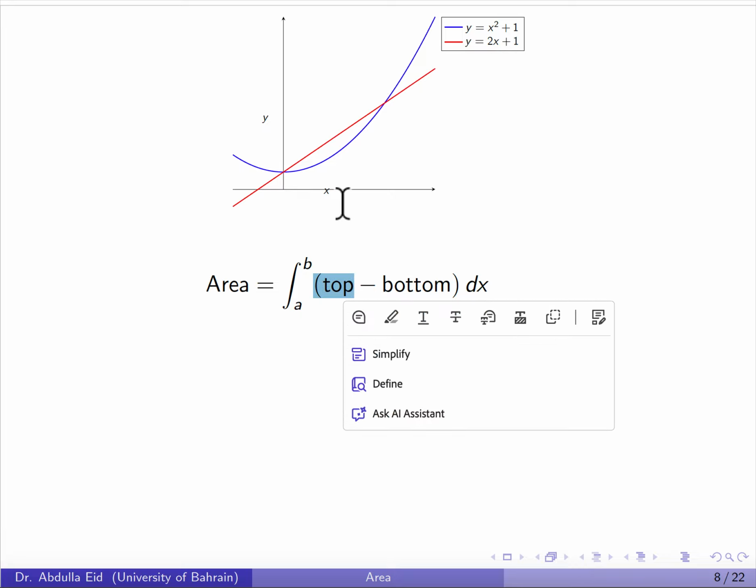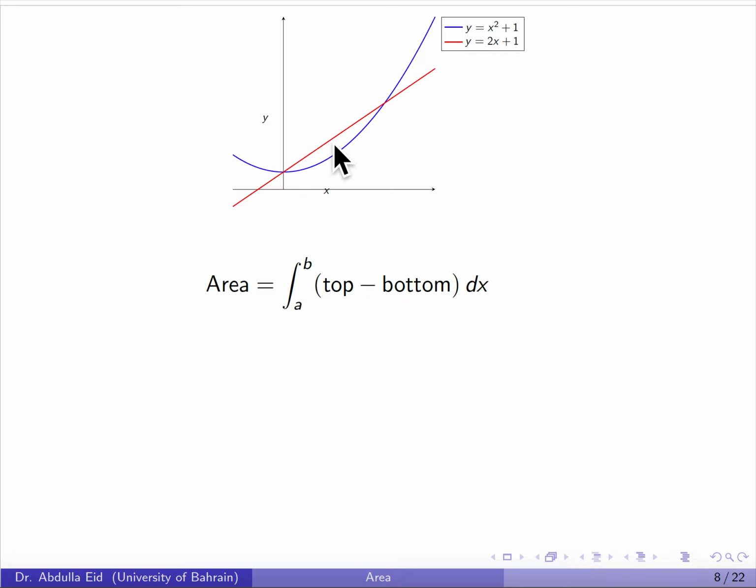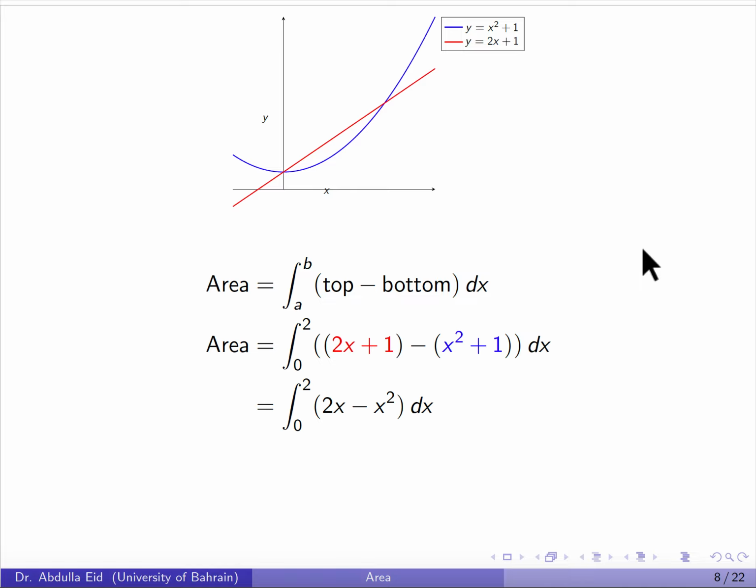Now what is the top function? As you can see from my picture, it will be the line. The bottom function will be the blue one. So you get the line minus the blue one. And now if we just cancel 1 and 1, we get this one.